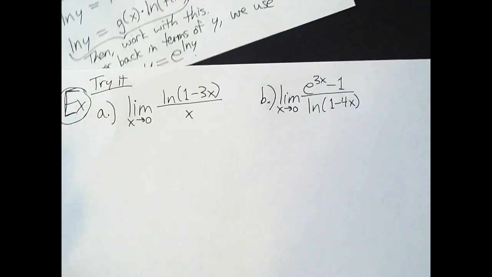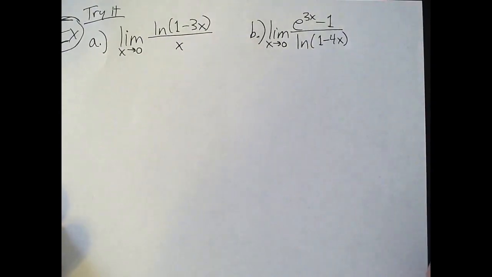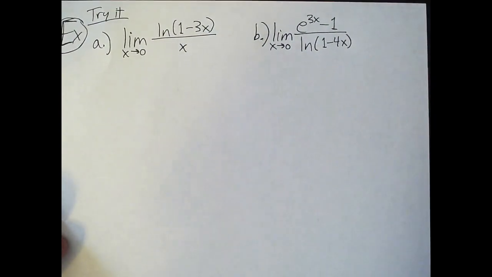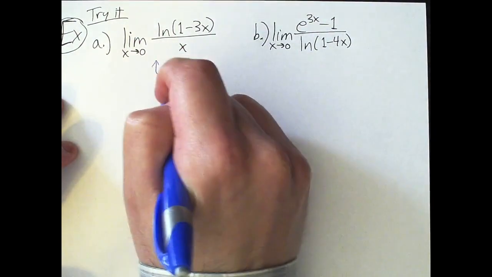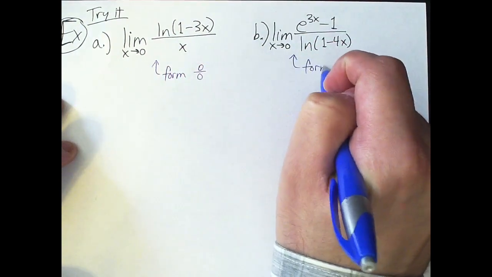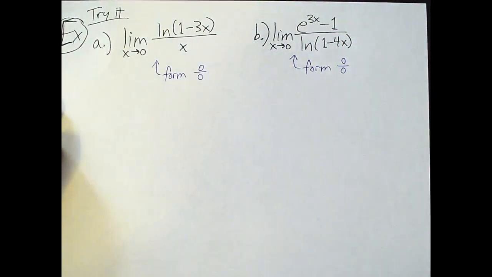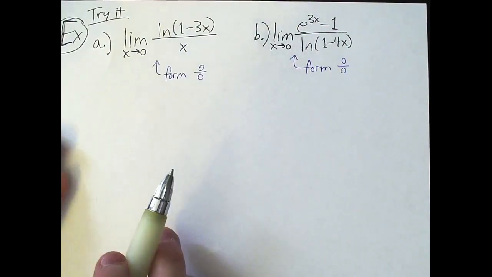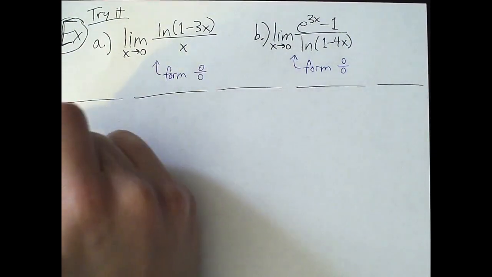All right, so we apply L'Hopital's rule to these. Let's work through these. Actually, these are both the same form, aren't they? The same indeterminate form. This is of the form 0 over 0, and this is of the form 0 over 0, using the fact that we know ln of 1 is 0, and e to the 0 is 1. So yeah, these actually do wind up being 0 over 0 type. So let's work out the solutions.